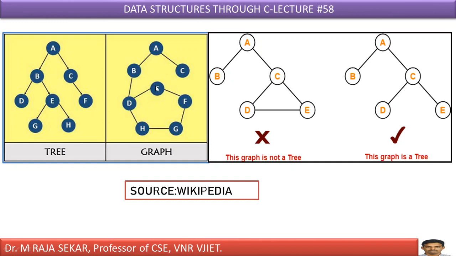But this cannot be a tree. Why? Because there is a circuit, there is a closeness. Again, this cannot be a tree, as there is a closeness. And this is a tree, there is no closeness. If it has a circuit or closeness or cycle, that cannot be a tree, isn't it? Yes, that's what the definition says.